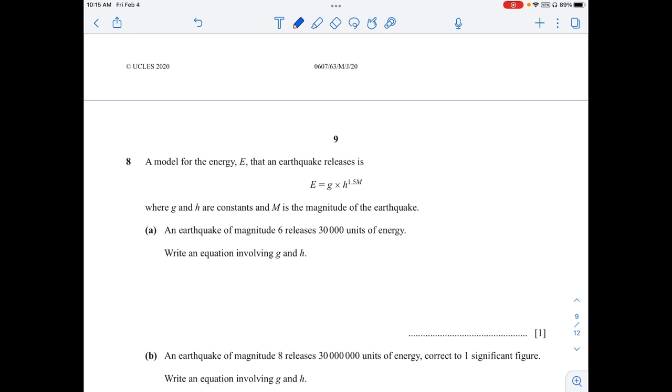A model for the energy E that an earthquake releases is E equals G times H to the power of 1.5m, where G and H are constants and m is the magnitude of the earthquake. An earthquake of magnitude 6 releases 30,000 units of energy. Write an equation involving G and H. So 30,000 equals G times H to the power of 1.5 times 6, which becomes 30,000 equals G times H to the power of 9.